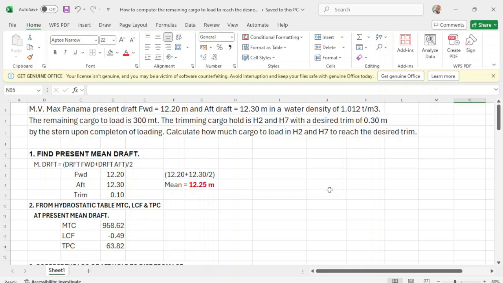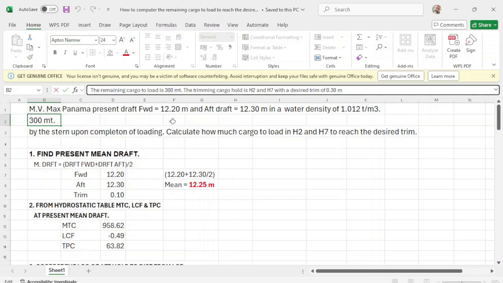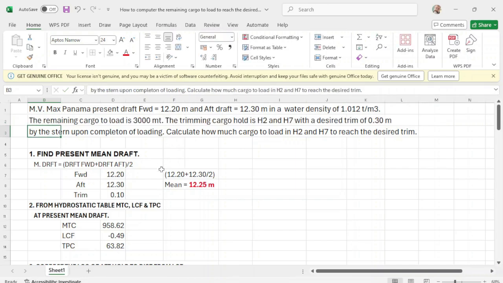Now the remaining cargo to load is 3,000 metric tons. The remaining cargo holds are hold number 2 and hold number 7 with a desired trim of 30 centimeters by the stern.